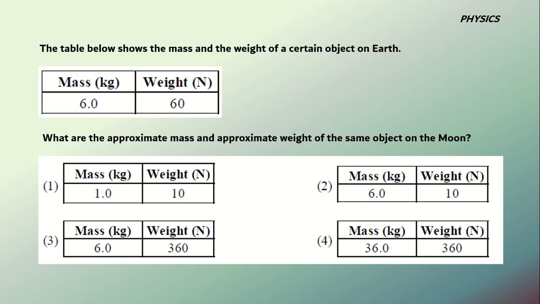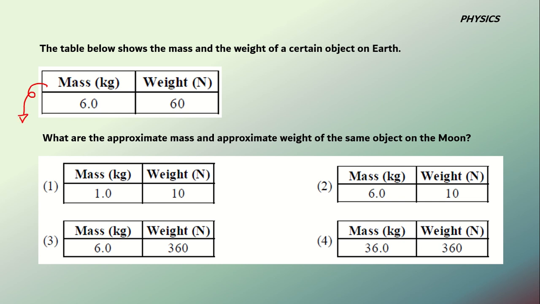Next question on physics. The table below shows the mass and weight of a certain object on Earth. What are the approximate mass and approximate weight of the same object on the moon? So for this, we have to understand the difference between mass and weight. Mass is something that is inside matter. It is one of the fundamental parts of matter.